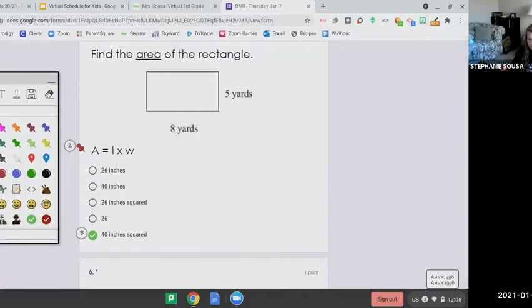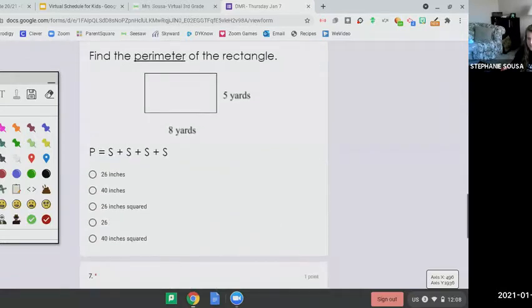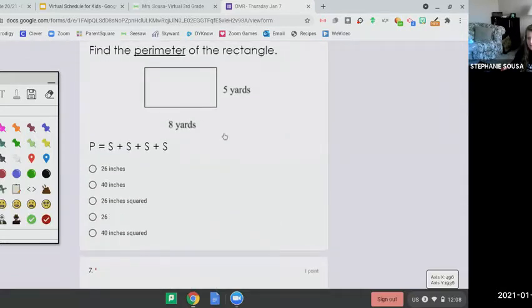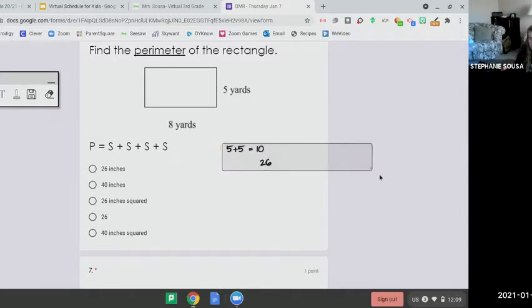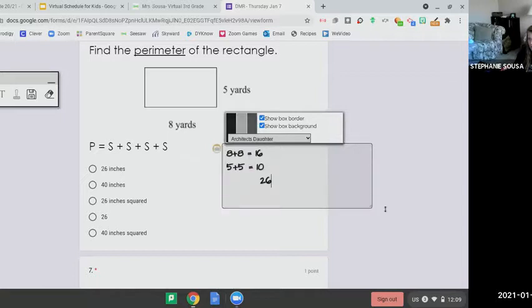All righty. Same rectangle. Now we're finding the perimeter. So now we're going to add 8 plus 8, which equals 16. And we are going to add 5 plus 5, which equals 10. And I know that 16 plus 10 is equal to 26. There it is, equal to 26.